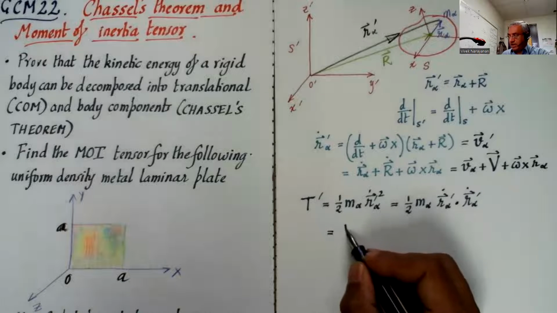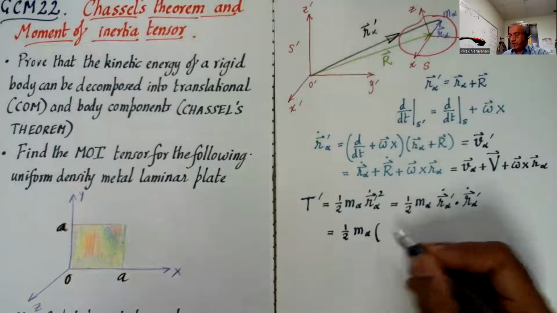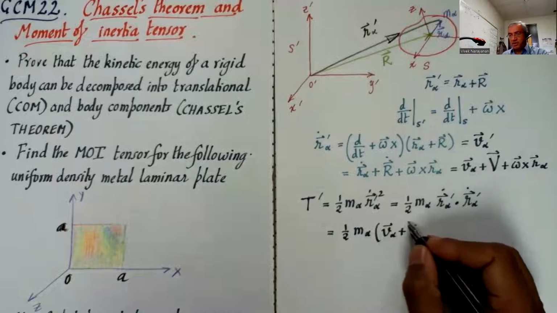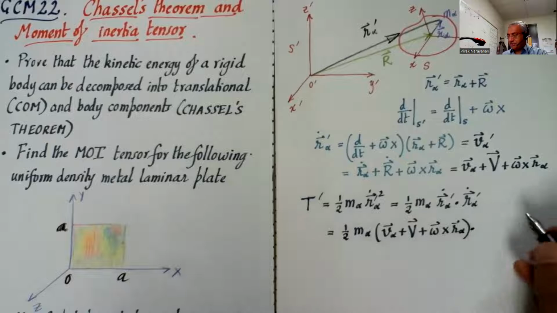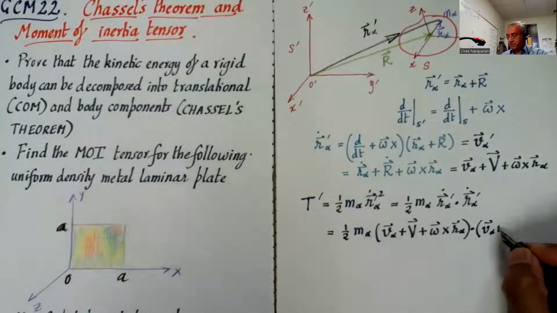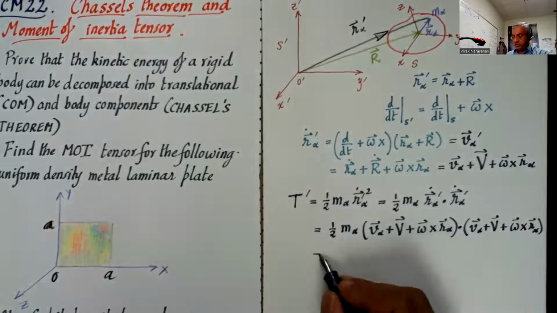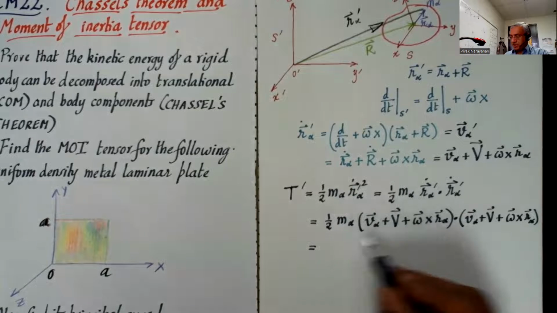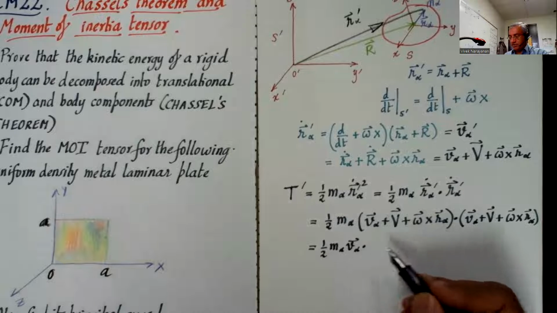So this is going to be 1/2 m alpha. Well, r alpha dot is this, so I'll write it down. So that's v alpha plus V plus omega cross r alpha dotted with itself. Now you just have to consolidate the terms. You're going to get 6 terms. So let's see what we get. The first will be 1/2 m alpha little v alpha dot little v alpha.